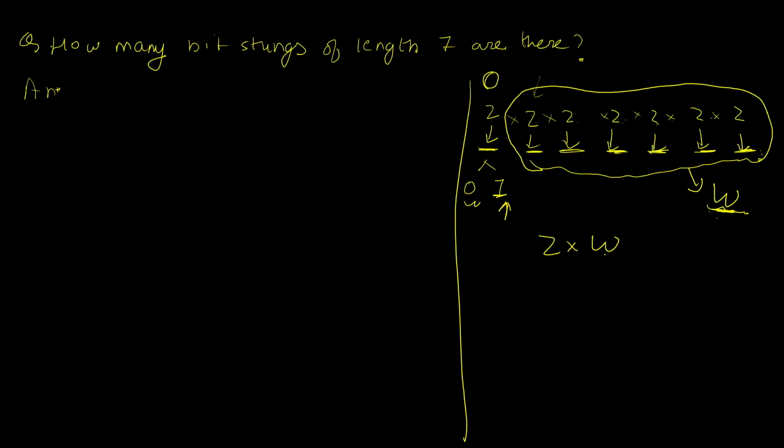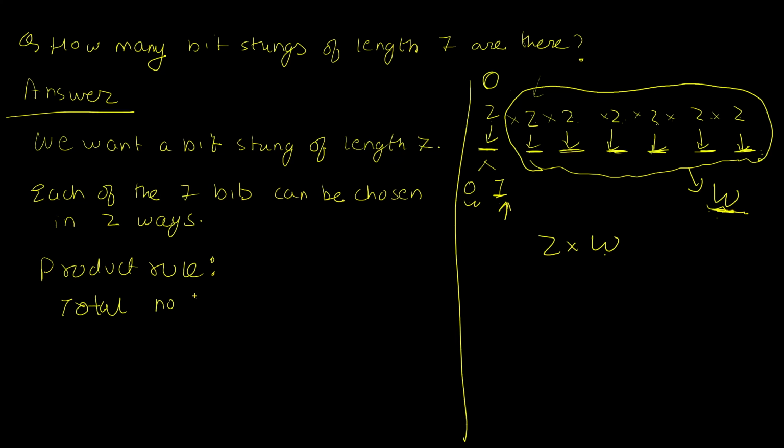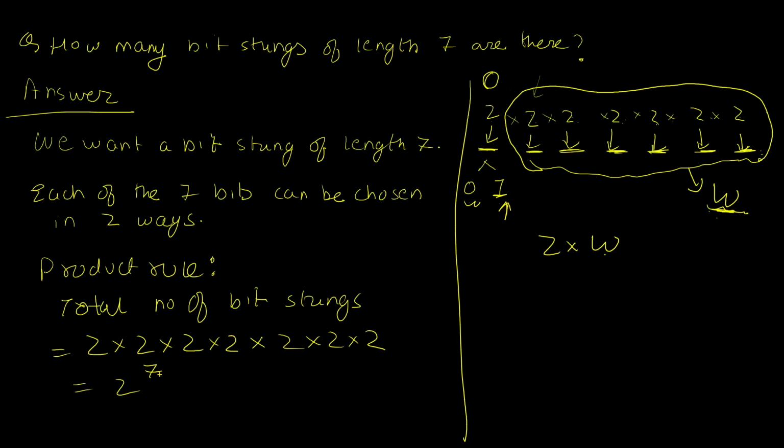And what is our reasoning in our answer? In the answer we say we want a bit string of length 7, and each of the 7 bits can be chosen in 2 ways. So we can apply the product rule. The total number of bit strings will simply be the product of 2 with itself 7 times, which is equal to 2 raised to the power 7. And this will just be equal to 128.